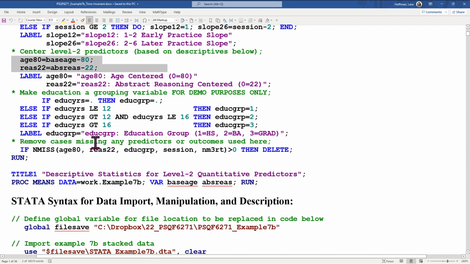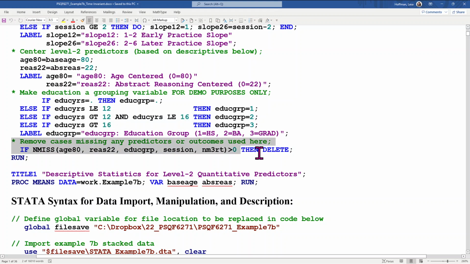And then last but not least, I wanted to show an example of what it would look like in the code if you had a categorical or grouping variable instead. Not having one as part of this data set, I made one. For demonstration purposes only, I cut up education into 3 categories, where less than or equal to 12 years is a high school degree, greater than 12 years or less than or equal to 16 years was a college degree, and then greater than 16 years of education was a graduate degree.